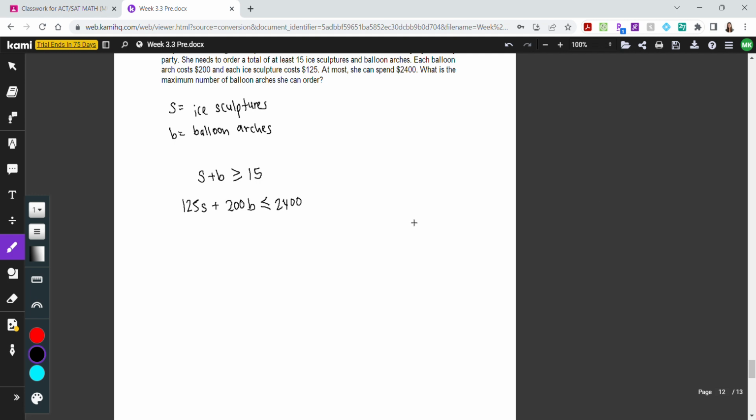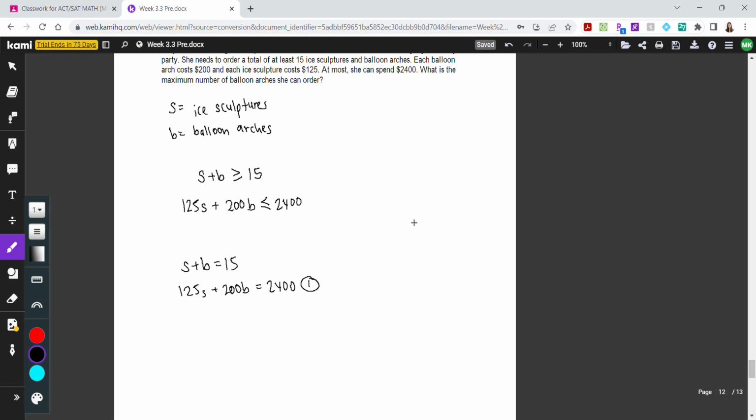So in order to solve this, we are now going to replace the inequality sign with the equal sign. So now we're going to get S + B = 15 and 125S + 200B = 2,400. Right, so now I am going to manipulate this so I can substitute it into this. So I'm going to designate this as my first equation.